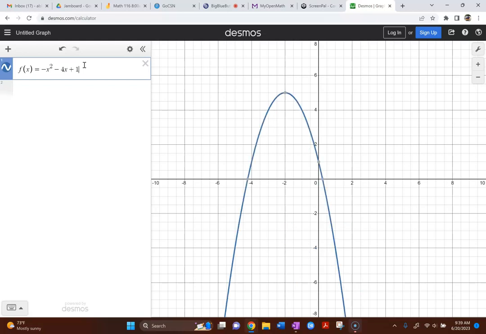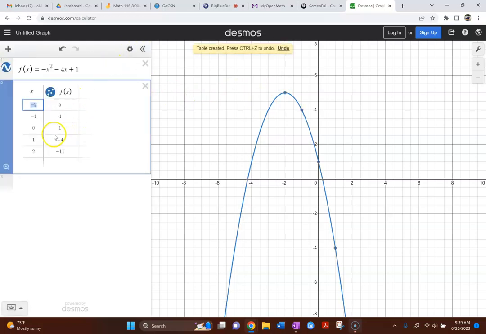Was it plus 1, I believe? And then what we can do is, notice it gives us this vertex right here at -2, 5, which we had. There's the top of the graph. And then I'm going to click on the settings, make a table of values.